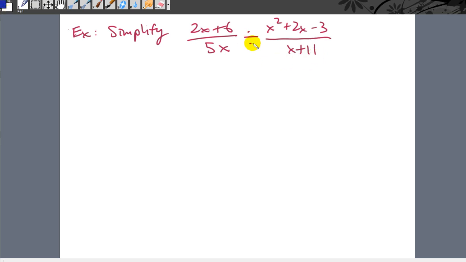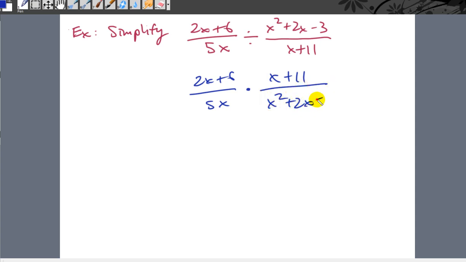Just like I told you earlier, first step, we have a division symbol here, so this is the same thing as multiplying by this rational expression's reciprocal: x plus 11 divided by x squared plus 2x minus 3. First, what I see is we can factor out a 2 here. So this is 2 times x plus 3 divided by 5x, multiplied by x plus 11.